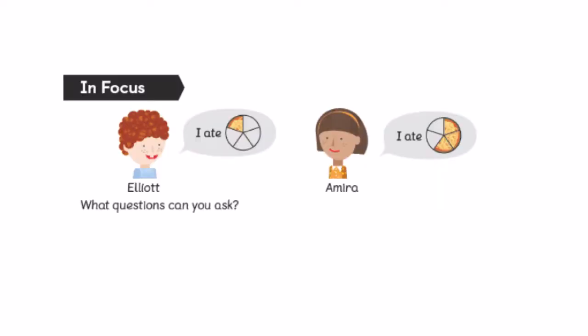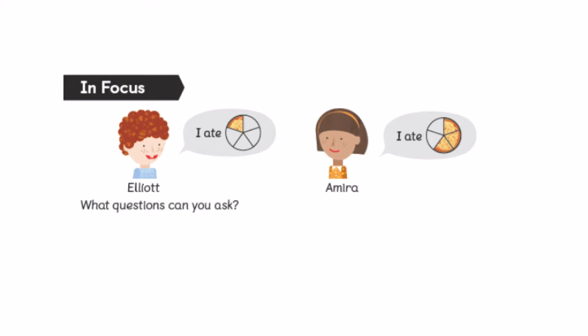We're going to start with 2 of our friends from Maths No Problem, Elliot and Amira. Elliot and Amira have been eating pizza. We can see that the pizza is divided into 5 equal parts. Pause the video and count the parts to make sure I'm correct. Can you write the fraction for how much Elliot ate and the fraction for how much Amira ate?